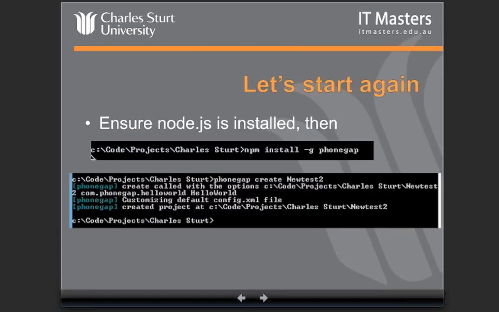Okay, so let's start again. Roll it all the way back again. How do we do cloud deployment? Well, let's go back. I'm going to go back prior to anything that we have installed. So we're going to assume that nothing's here. So we do npm install -g phonegap. Node.js obviously is installed.